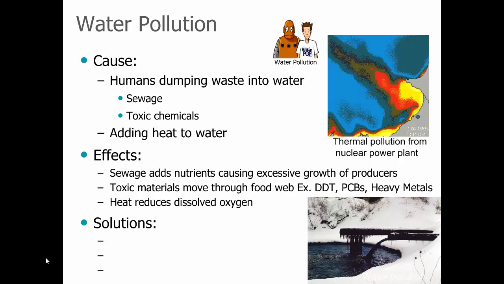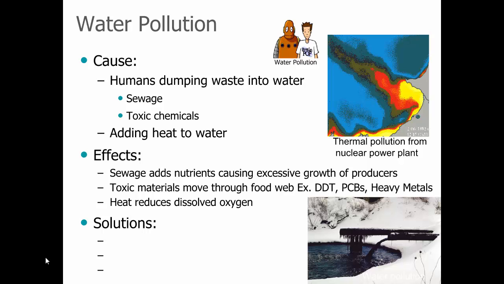Water pollution is a major environmental problem. Water pollution is caused by obviously adding chemicals to the water. Sometimes it's raw sewage, human waste that's not treated. Sometimes it's metals, toxins that are used in manufacturing can be added to water. Sometimes it's even heat added to the water.